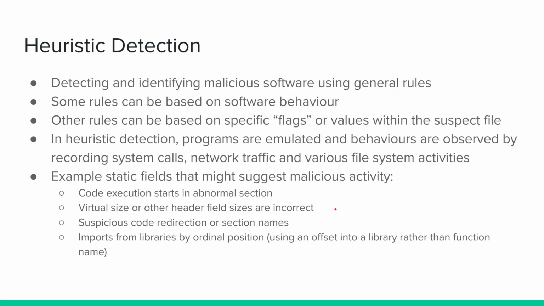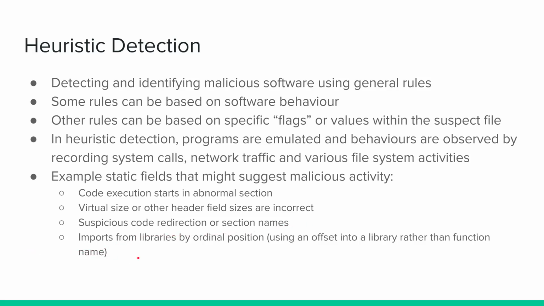Maybe that indicates that a lazy piece of malware wrote its code into the text section but didn't update the header fields, right? So that kind of inconsistency might be a heuristic. Maybe suspicious code redirection or section names, right? You've got a section with a strange non-standard name, like it's not code, it's not RO data, it's not any of the other ones that we're used to seeing. So it might be the start of a heuristic.